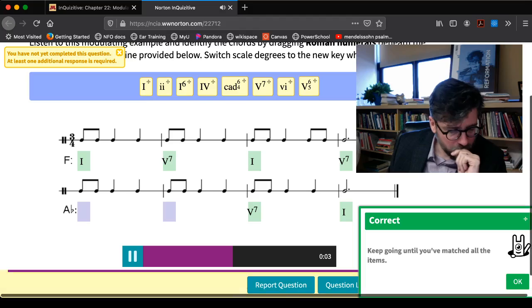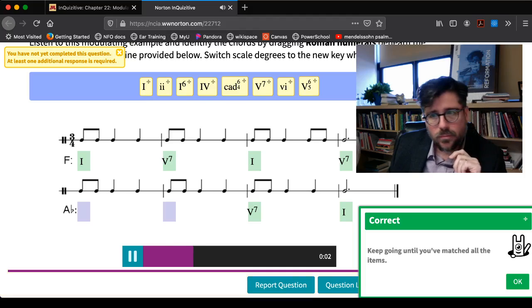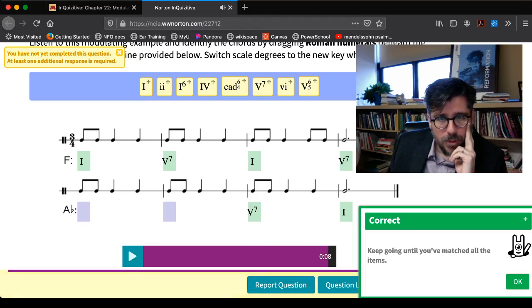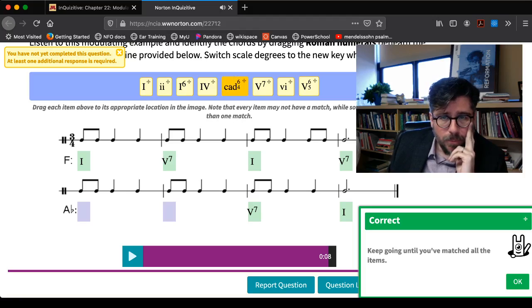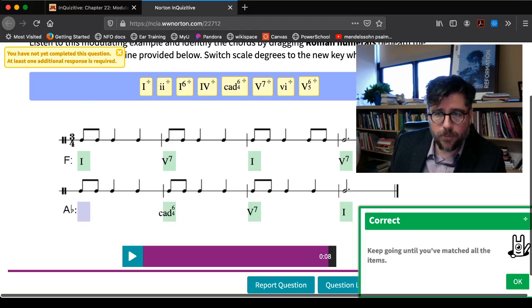Listen again. I'll go back to the beginning. 5-5-1. This could be a cadential 6/4, so that dressing up the 5 chords. That leaves this little thing. What's the tonic of that chord? I love this. Listen.